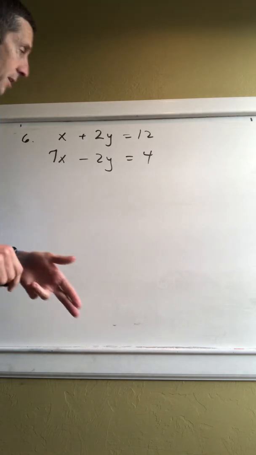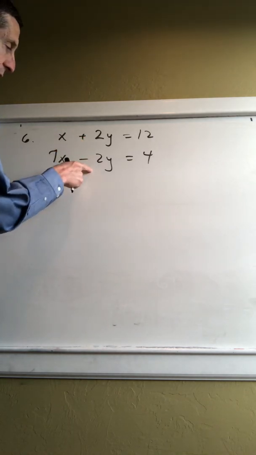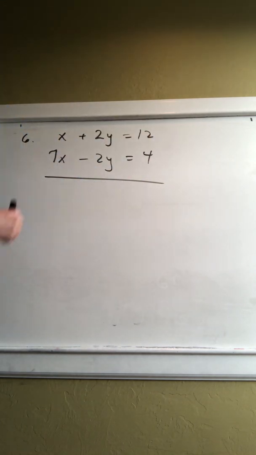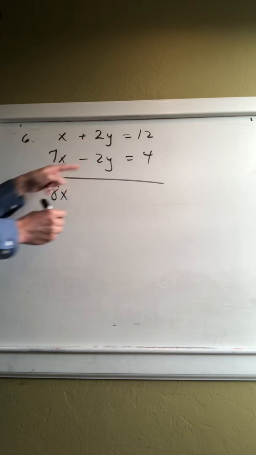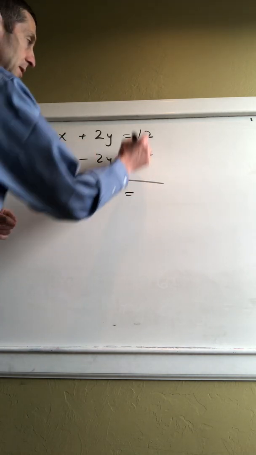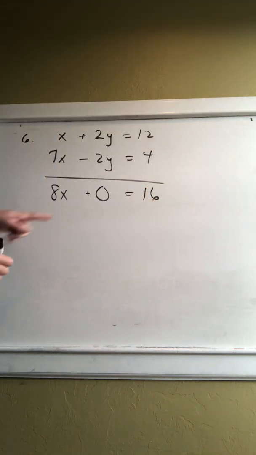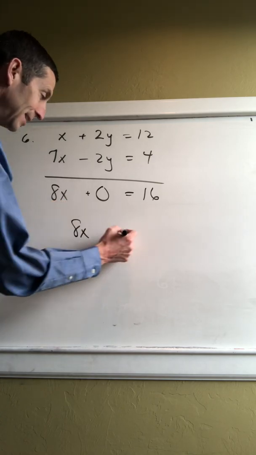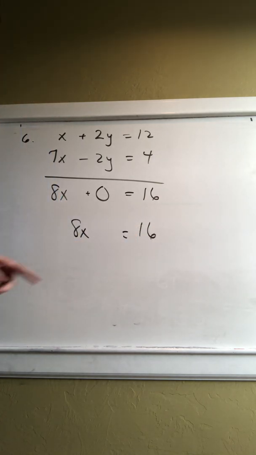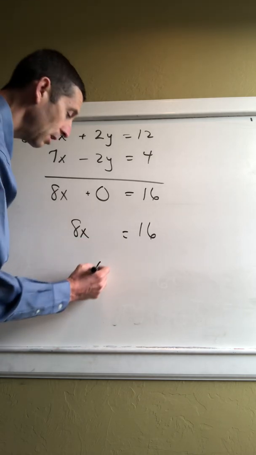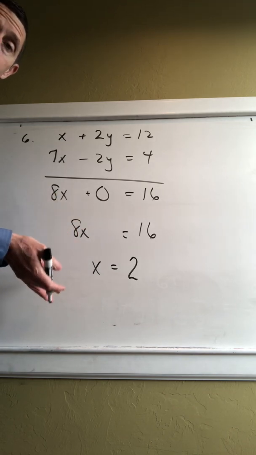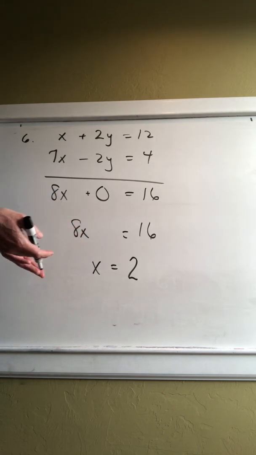Solving by elimination, you get it lined up. Here is positive 2, here's negative 2 on my y's. Add them down, add them down, add them down. So 1x plus 7x, 8x. Positive 2, negative 2, gone. 12 plus 4, 16. This is a 0. It's out of your way, so you drop down the 8x, you drop down the 16. 8 times something gives me 16, like, oh, that's 2, x equals 2. So now you know your answer for x equals 2.